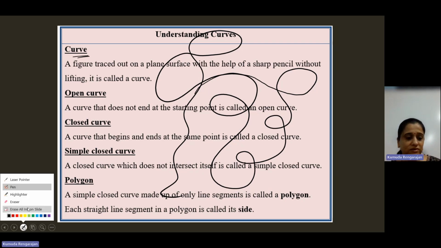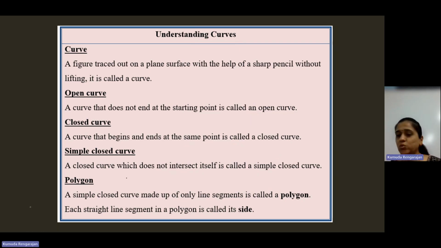A curve is a figure which is traced or drawn on a plane surface using a writing instrument. So here you see a sharp pencil, but any writing instrument, all right? A figure traced or drawn on a plane surface using a writing instrument, a sharp pencil, a pen, whatever, without lifting. You should not lift.